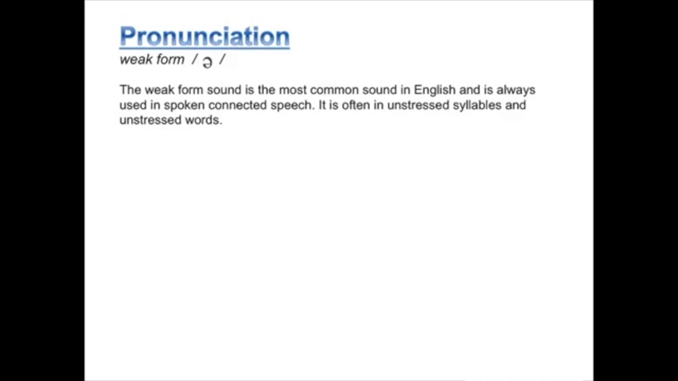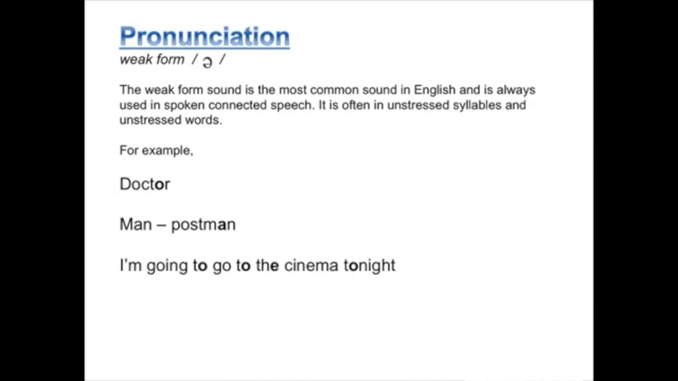The weak form sound is the most common sound in English and is always used in spoken connected speech. It is often in unstressed syllables and unstressed words. For example, doctor is pronounced doctor. Man and postman is pronounced postman. I'm going to go to the cinema tonight in the weak form is I'm going to go to the cinema tonight.